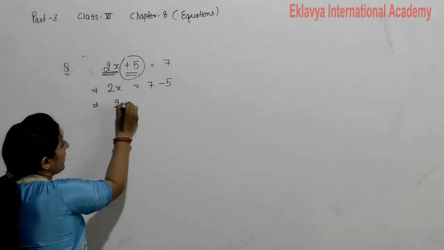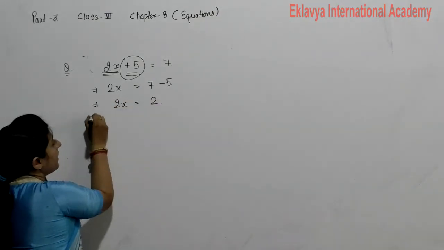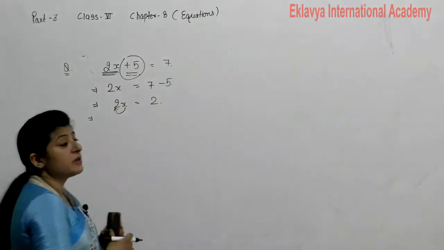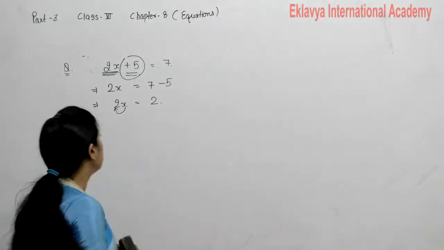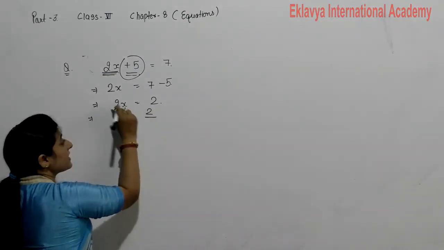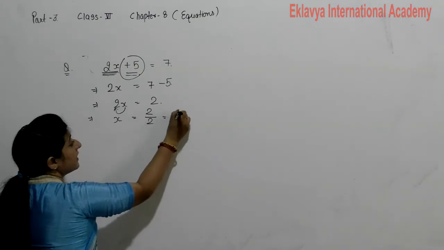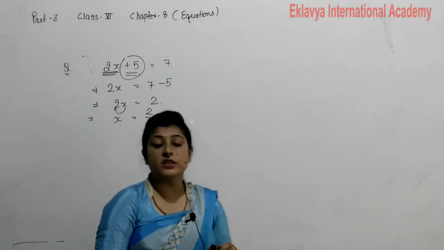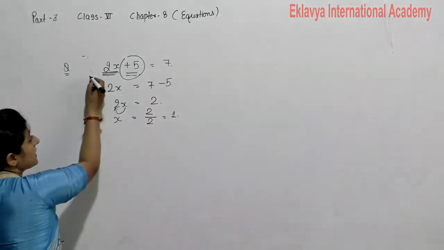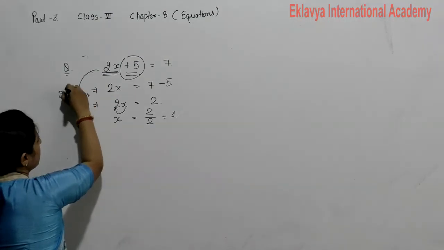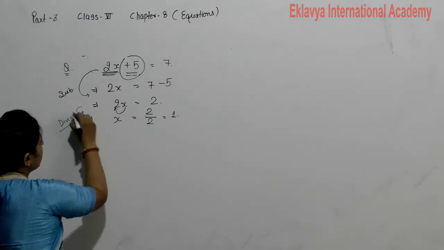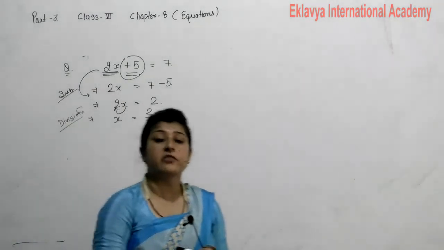Now 2x is equal to 2, but we need the value of only x. If you see here, 2 is in multiplication with x. It means if we want to find the value of x, since it is in multiplication, it comes to the other side as division, then the x value is equal to 1. Simple, we are doing 2 steps. First step subtraction and second step division. So in 2 steps we are solving our equation.